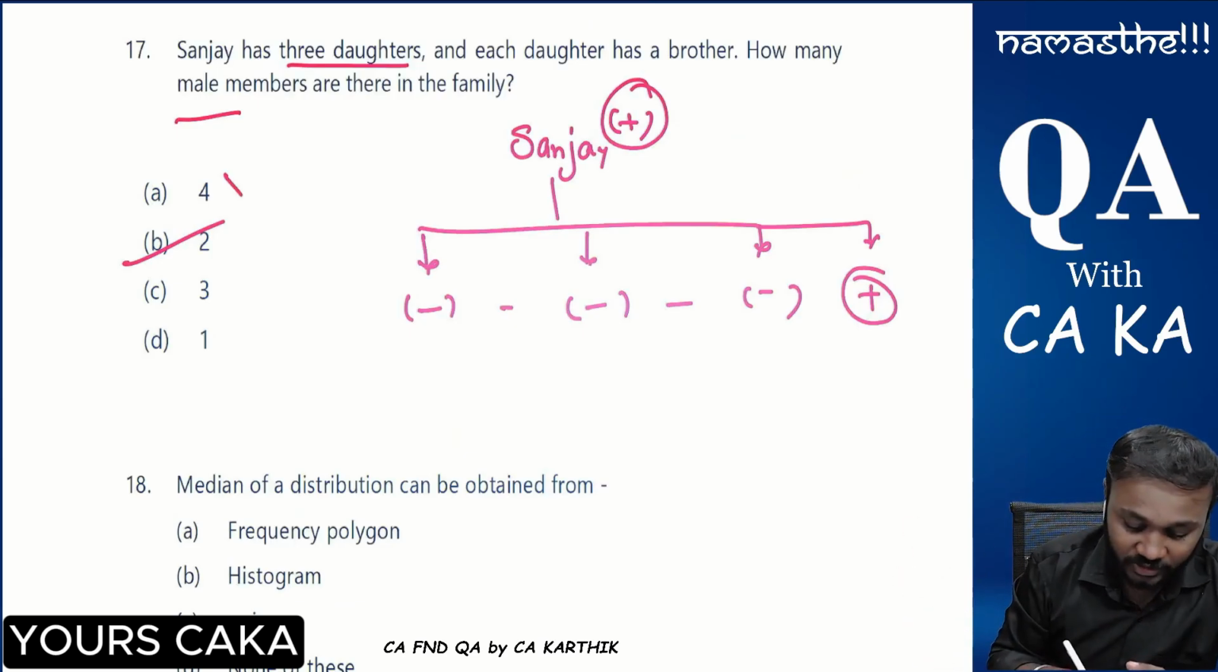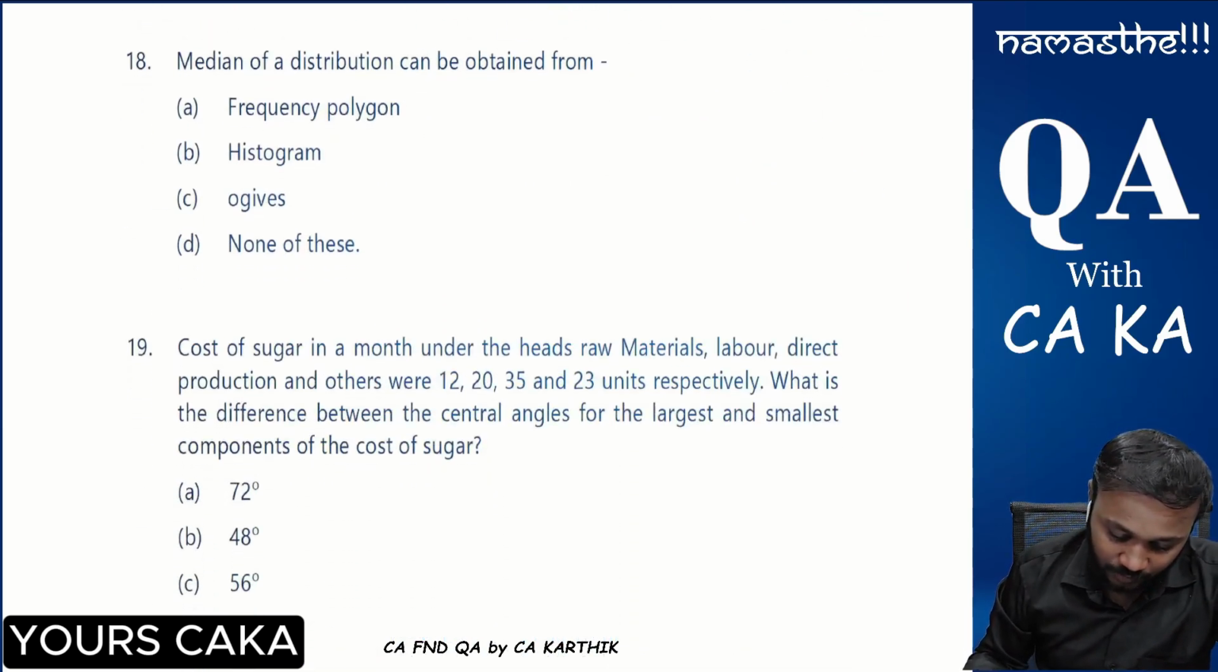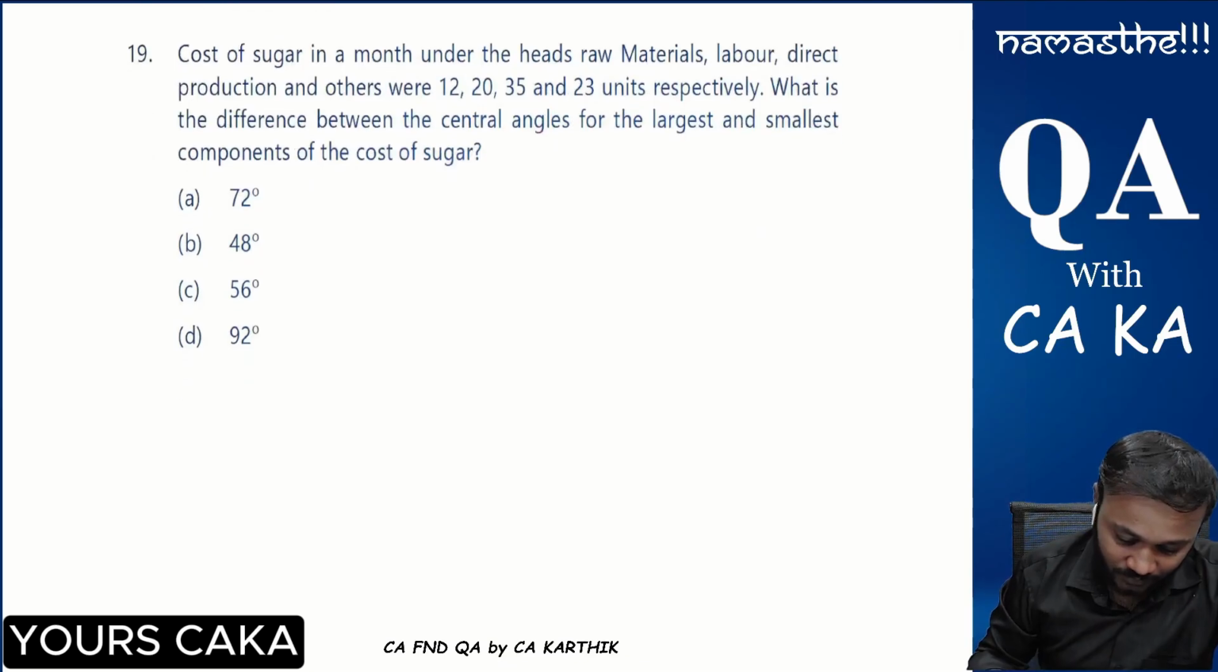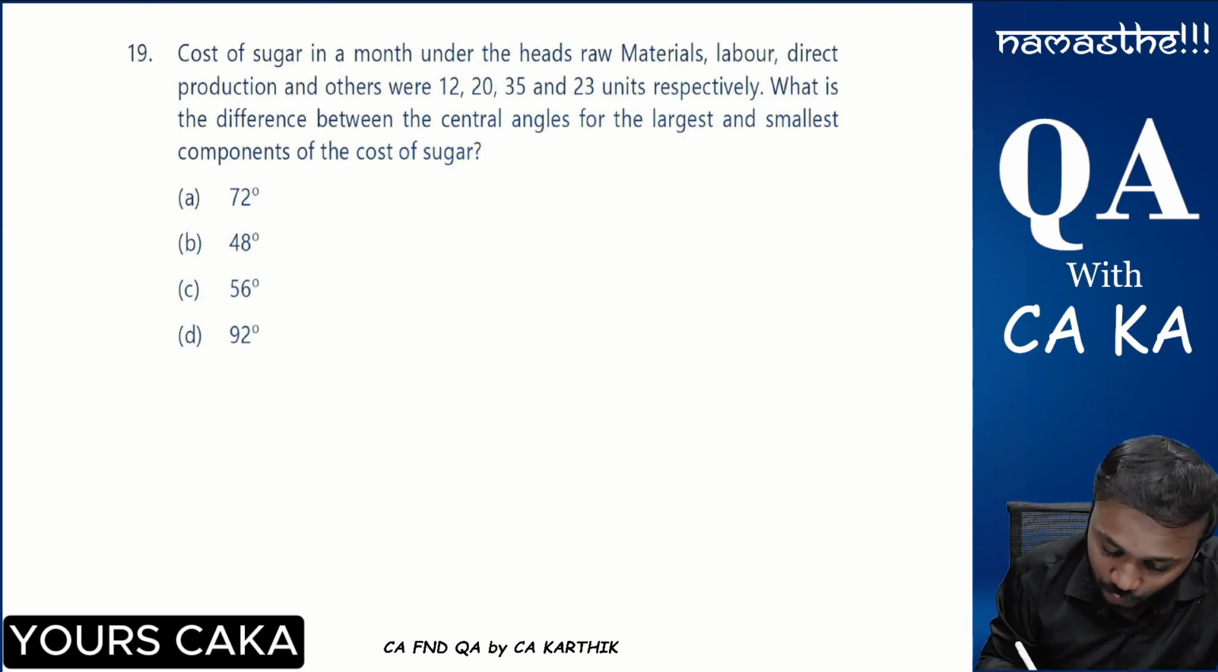Option 4 is also there, but it is not right. The median of a distribution can be obtained from the ogive. One more interesting question: the cost of sugar in a month under the heads raw material, labor, direct production, and others is in the ratio 12, 20, 35, 23 units respectively. What is the difference between the central angles?